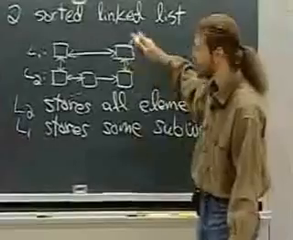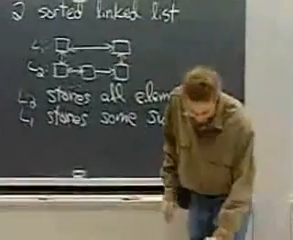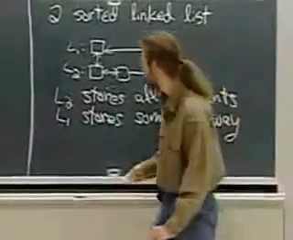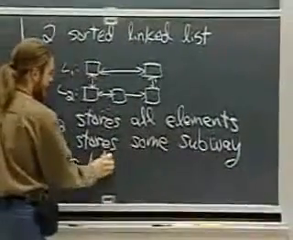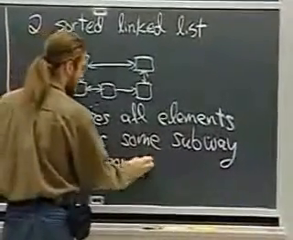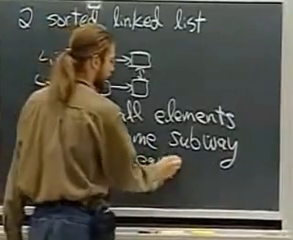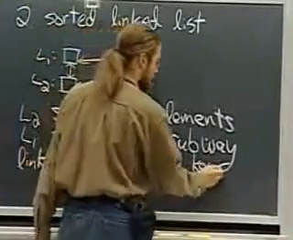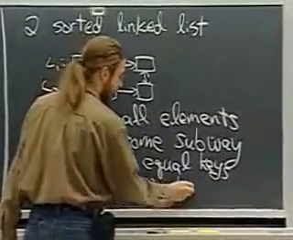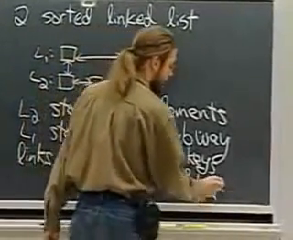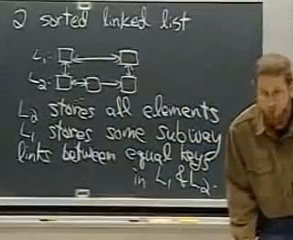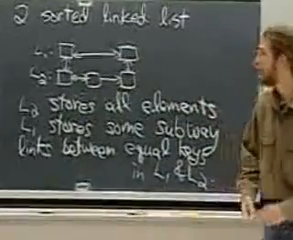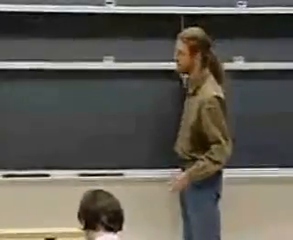Of course, we're also going to use more than two lists, but okay. We also have links, let's say links between equal keys in L1 and L2. Good. So just for the sake of completeness, and because we'll need this later, let's talk about searches before we worry about how these lists are actually constructed.